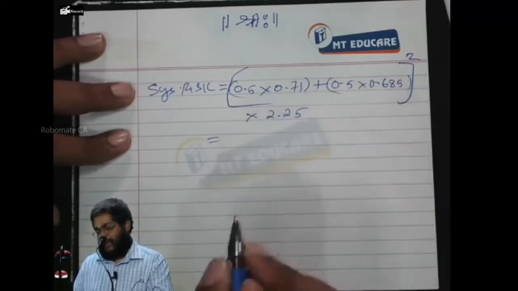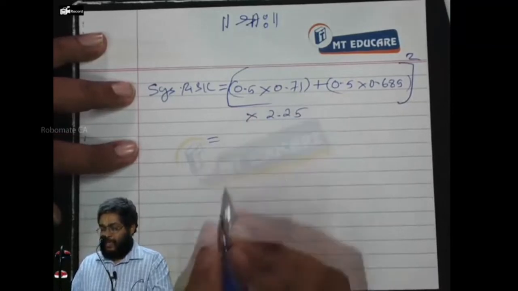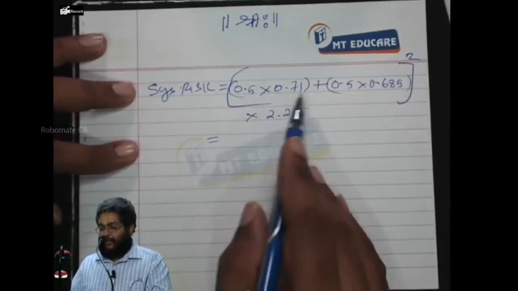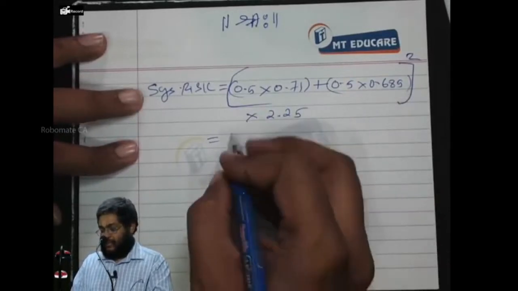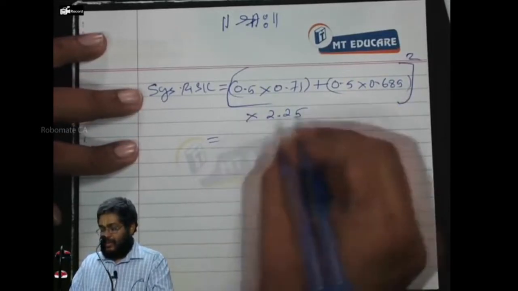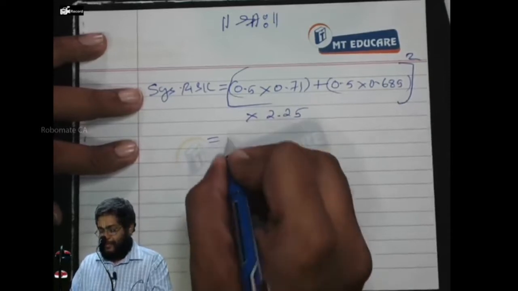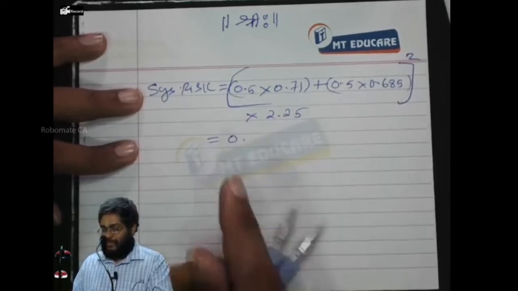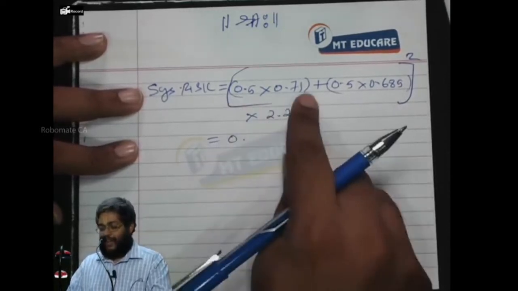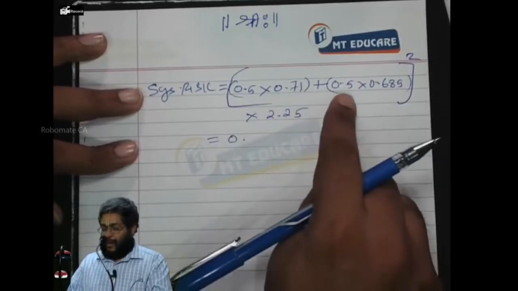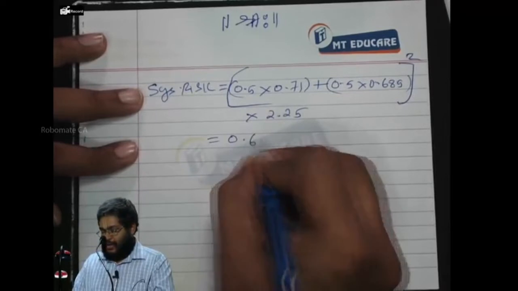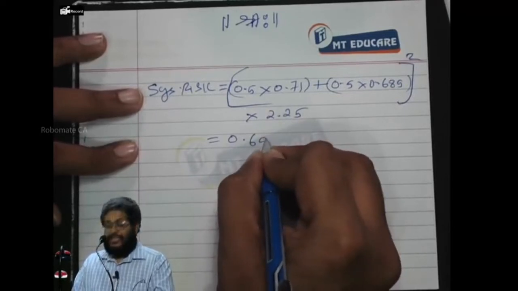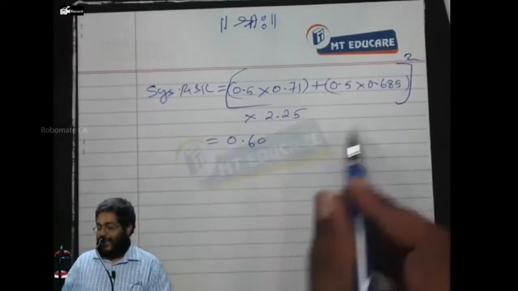Tell me the beta. What is the portfolio beta? 0.5 into 0.71 plus 0.5 into 0.685. What is the portfolio beta? Correct, tell me. What number? It is a simple average, 0.6975.